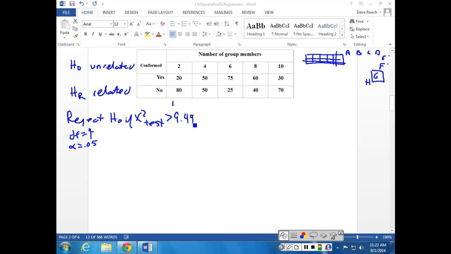Another way you could compute the degrees of freedom, this is what I do, is I just cross out a row and a column. But another way is the number of rows minus 1 times the number of columns minus 1. In this case, there are 2 rows and 5 columns, and of course that comes out to 4 degrees of freedom. I don't care which way you do it. There are just 2 ways.